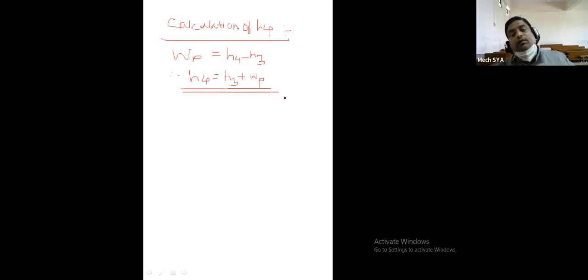So this equation is there, and W pump is equal to what? One formula we can use is VDP. Volume remains constant because water is an incompressible fluid, and only the pressure is increased. There are two types of work. One is PDV work, where the pressure remains constant and volume is changing. The other is where the volume remains constant and pressure is changing, and that is called VDP work.